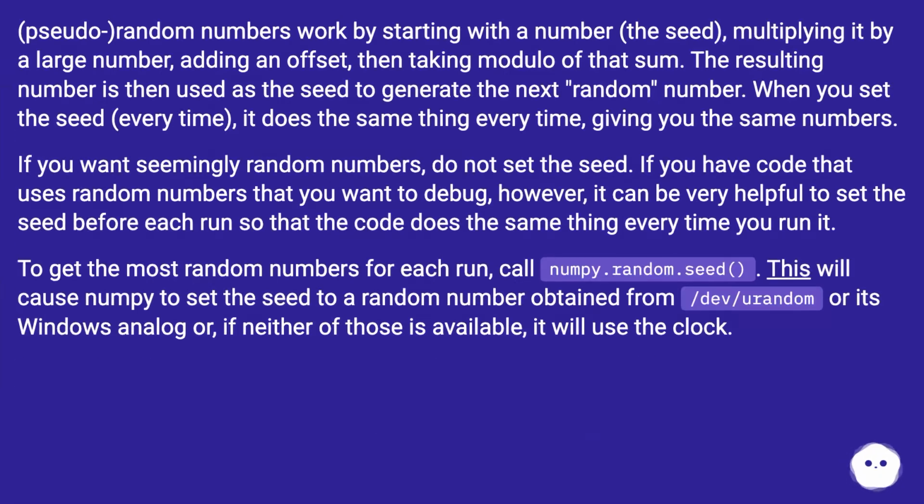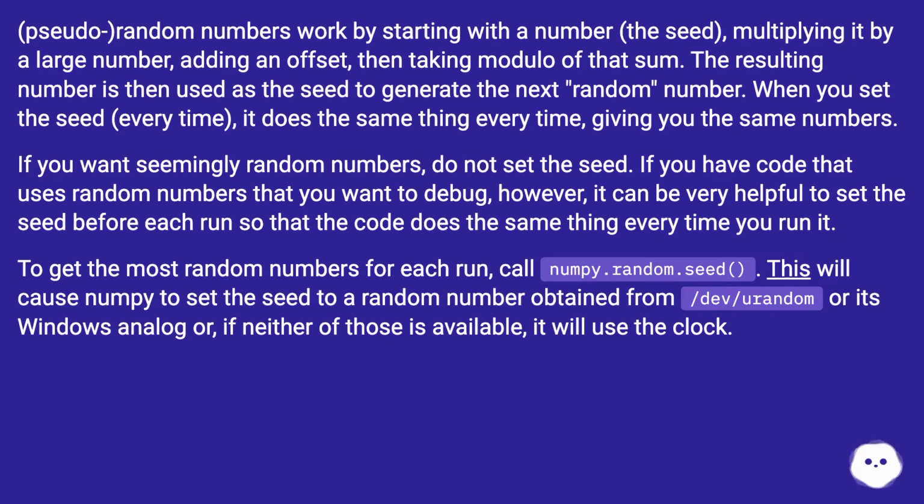Pseudo random numbers work by starting with a number, the seed, multiplying it by a large number, adding an offset, then taking modulo of that sum. The resulting number is then used as the seed to generate the next random number. When you set the seed every time, it does the same thing every time, giving you the same numbers. If you want seemingly random numbers, do not set the seed.